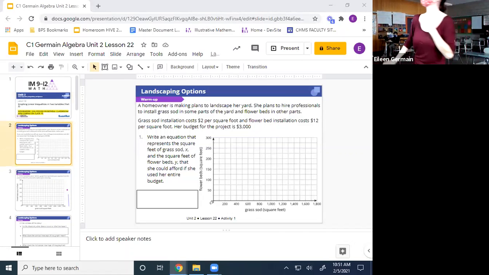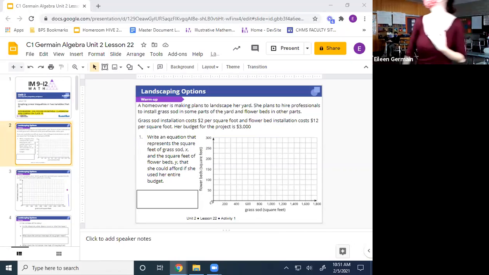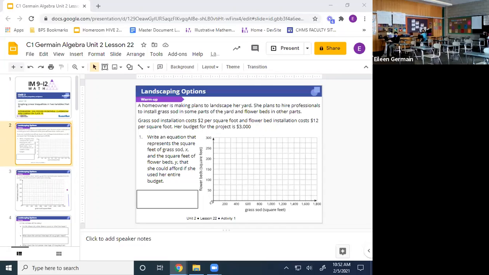Here we go. Let's take a look at this warm-up for today. A homeowner is making plans to landscape her yard. She plans to hire professionals to install grass sod, which is like they grow grass and then they cut it up and it's like a little sheet and you put it down like a carpet. Grass sod and/or flower beds on other parts. Grass sod costs $2 per square foot and flower bed installations cost $12 per square foot. The total budget for the project is $3,000, okay?